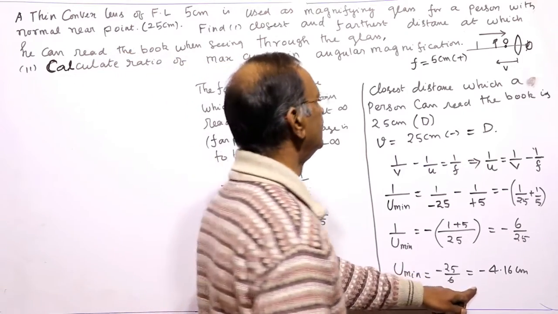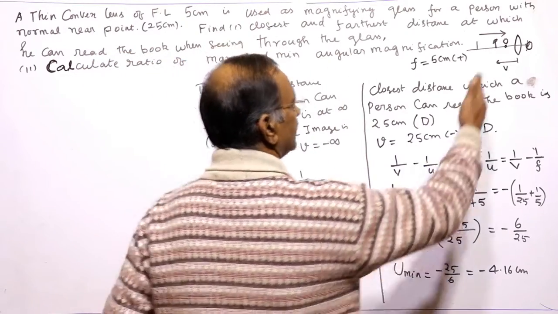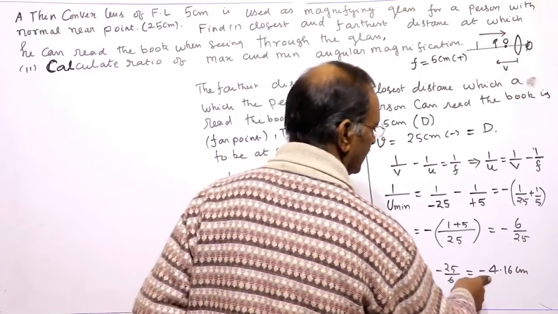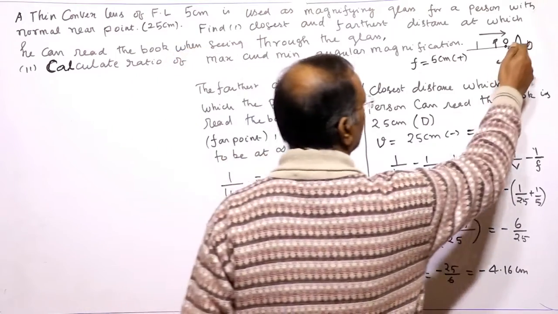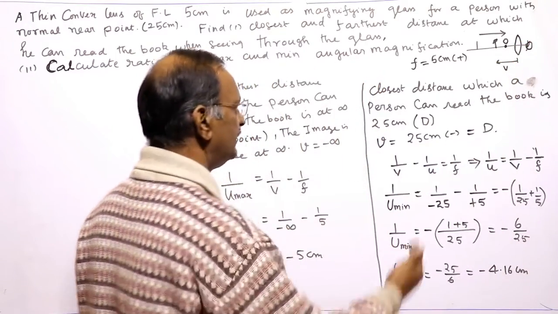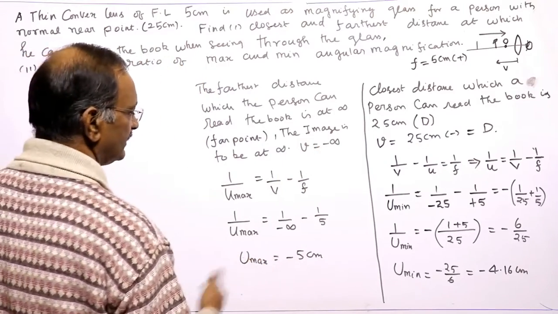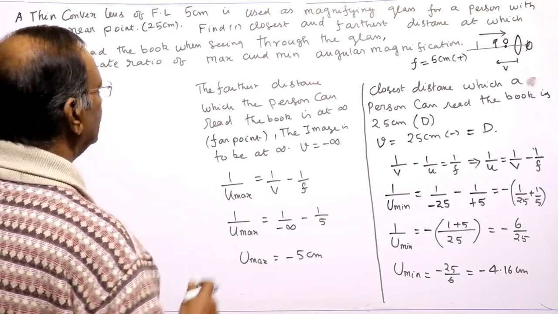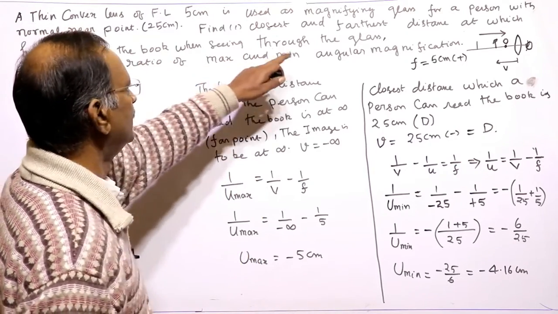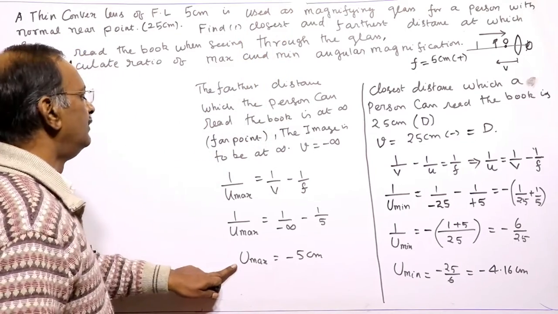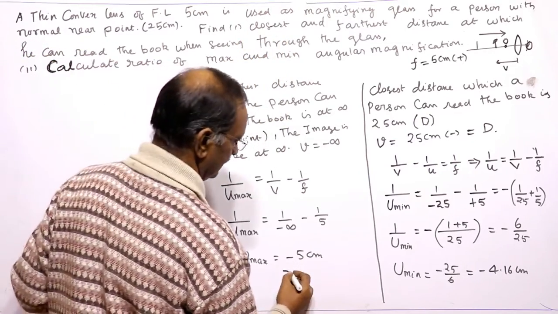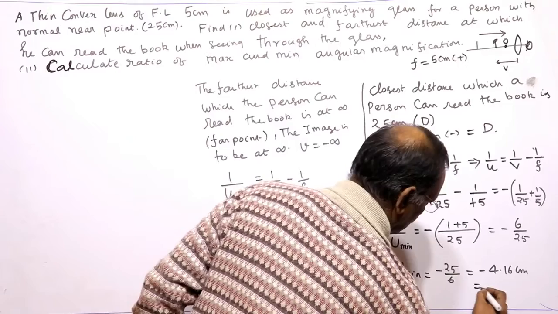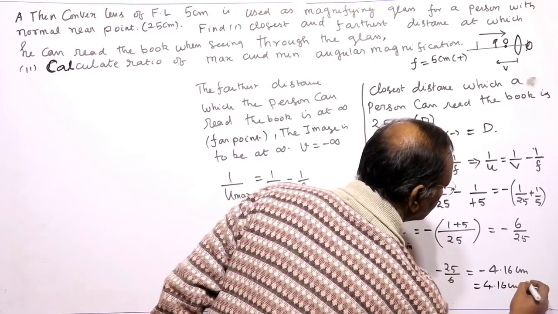This minus indicates the eye is here, the ray direction is this way, and the book is kept in front of the lens, that's why the minus sign: minus 4.16. It means from the convex lens, 4.16 centimeter, it should be kept on this side. Here also 5 centimeter on this side, U max. So this is the range of object distance up to which he can read the book, from 5 centimeter down to 4.16 centimeter.